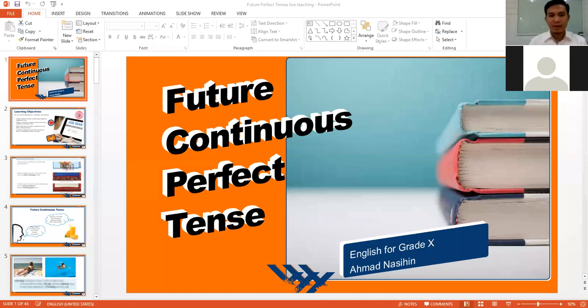So before we learn further about these tenses, I'd like to tell you the learning objectives, or the purposes of learning this topic: future continuous tense and future perfect tense. There are two tenses here, not one but two. It's supposed to be an N here, but I forgot to write that. So what are the learning objectives?